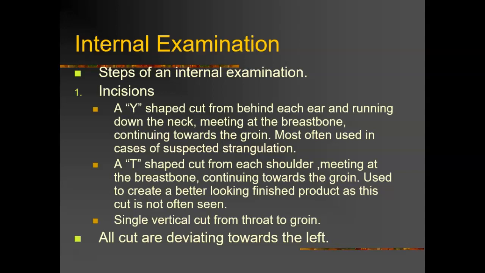So the first step of an internal examination is to make incisions. The 3 main ones would be a Y shape, which comes from kind of behind each ear, runs down the neck, meets at the breastbone, and then continues towards the groin. A T shape is cut from each shoulder, meeting at the breastbone, and then down towards the groin, kind of makes a T shape. A Y shape makes a Y shape, right? And then the single vertical cut is the last option that goes from the throat down to the groin. So all cuts are deviating towards the left.